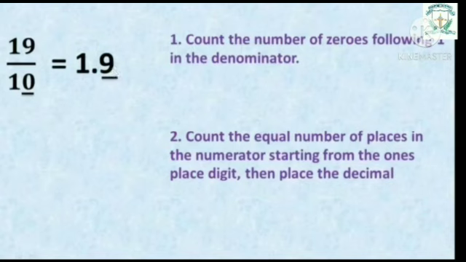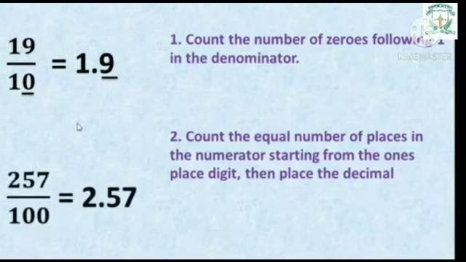Let us take another example. 257 by 100. There in denominator we have 100. 100 has 2 zeros. Start from right hand side, move towards left count 2, then place the decimal point, so we have 2.57.